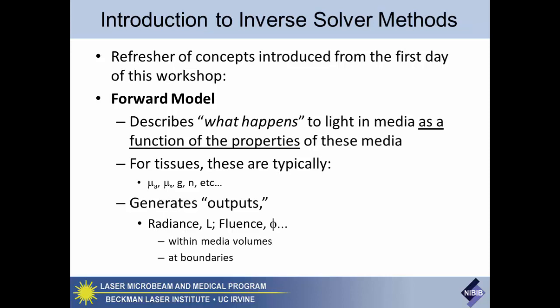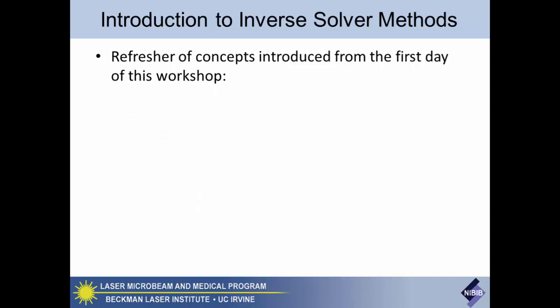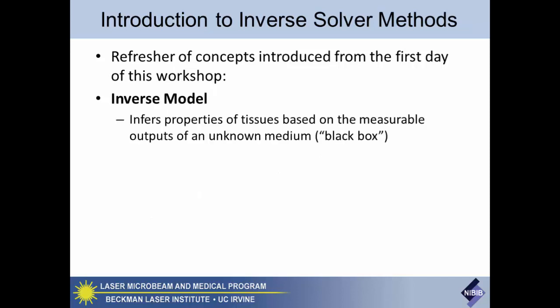And then these forward models will generate outputs, such as radiance and fluence, a way of describing an output in terms of what's within the media volume or what's at the boundaries. But in contrast, the inverse model infers the properties of the tissue from measurable outputs of an unknown medium. So again, your tissue is considered a black box. You measure something from it.